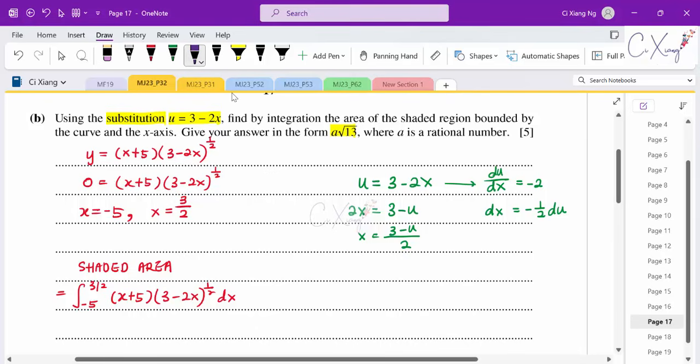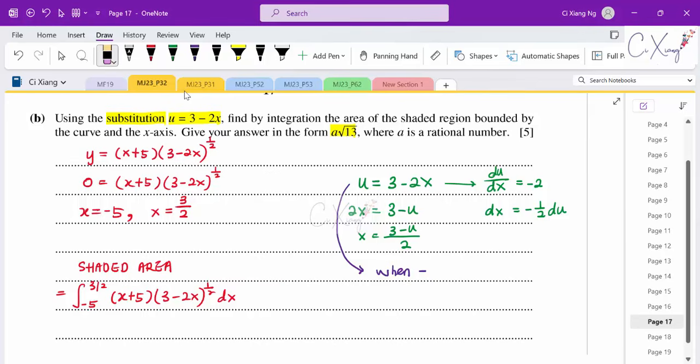Now we want to change the limits. All the limits here, -5 and 3 over 2, belong to x. So if I want to know the value of u after I substitute the value of x, when x equals -5, what do you get for u? Substitute -5 here, and your u will be equal to 13. After that, when x equals 3 over 2, what is the value of u? You realize that if you substitute 3 over 2, your u will be equal to 0.